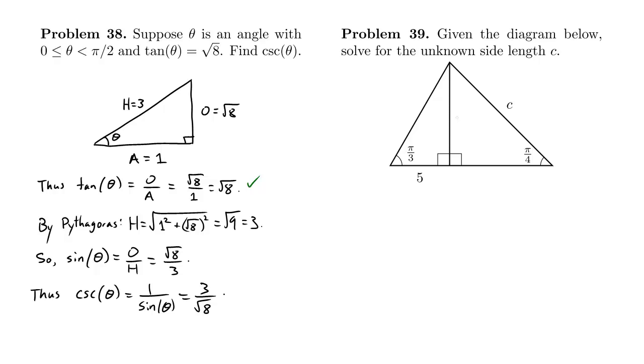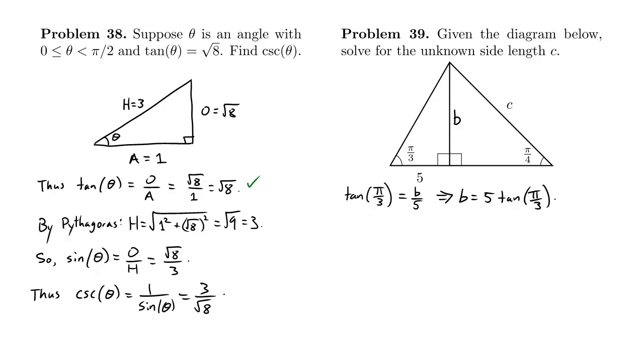We are asked to find the side length c given the angles below and the length of the base of the left triangle. Let's label this vertical line with length b. Since tan of pi by 3 is the length of the opposite side over the adjacent, we have that b over 5 is equal to tan of pi by 3. Thus b is equal to 5 times tan of pi by 3. We could plug in the exact value for tan of pi by 3, but let's wait.